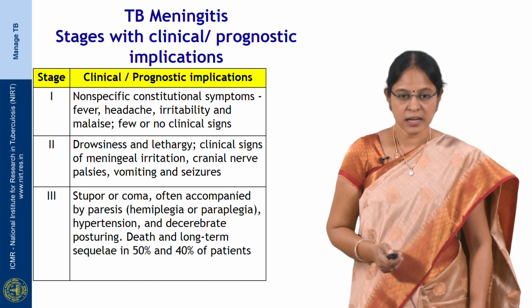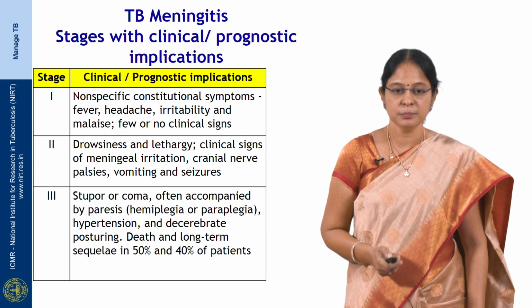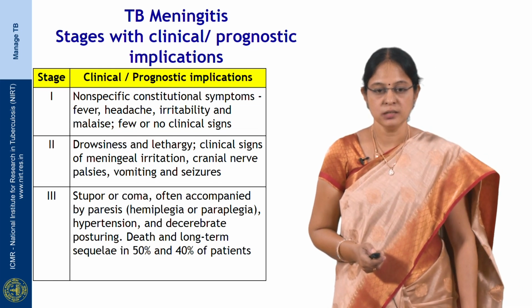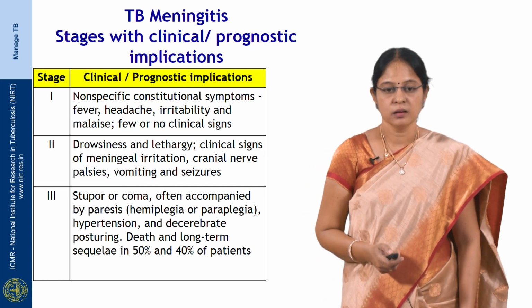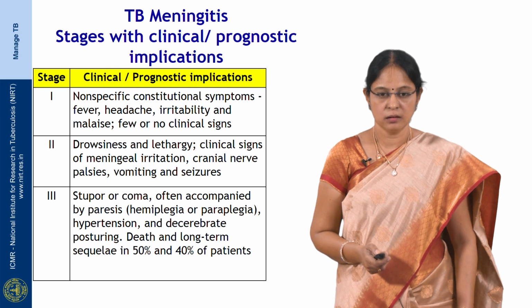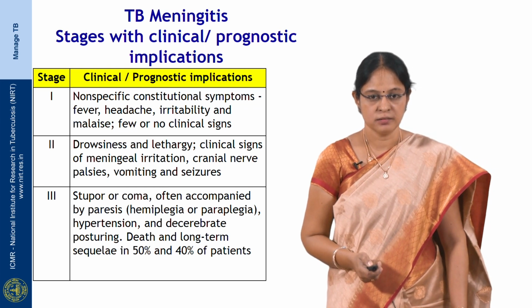Stage 3 describes an advanced stage with stupor or coma, often accompanied by paresis, hemiplegia or paraplegia, hypertension and postural changes. Long-term sequelae can occur in 40% of patients and death in almost 50% of patients in stage 3 condition.